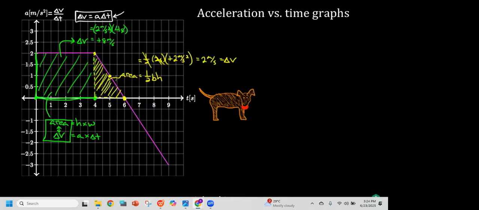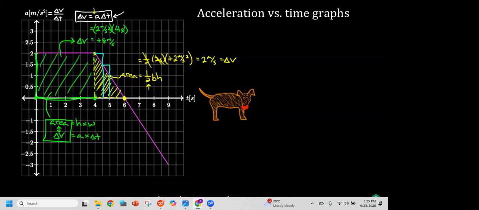Now you might object. You might say, wait a minute. I'll buy this over here because height times width is just a times delta t. But triangles have an extra factor of 1/2 in them, and there's no half up here. How can we still make this claim? We can make this claim because we'll do the same thing we always do. Imagine a rectangle here. We're going to estimate the area with a bunch of rectangles.